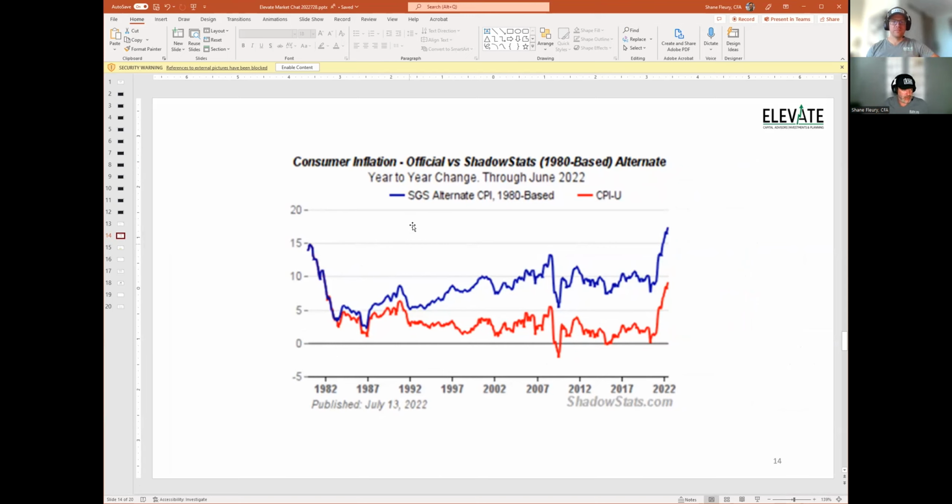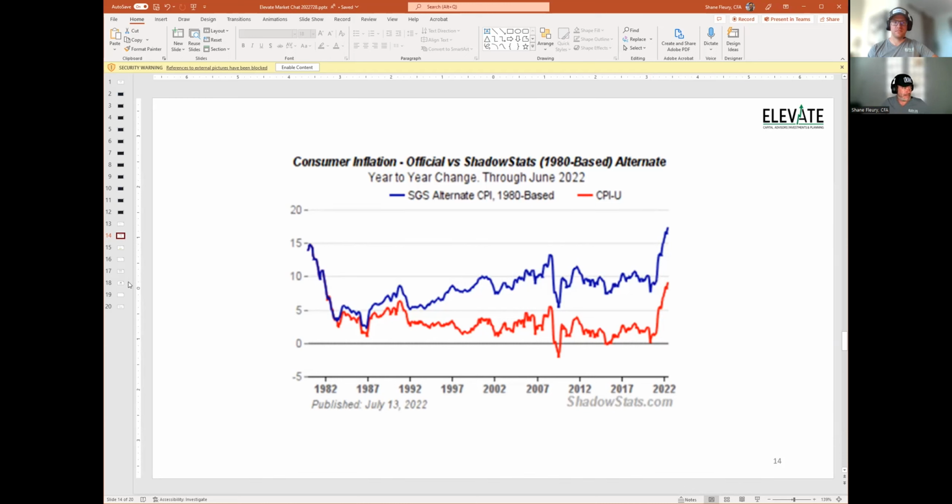They basically calculated CPI the same way that the calculation was done back in 1980, in the early 80s. And what you see is the blue line. Inflation would be well over 15%, almost 20% if we measured it the way we used to back in 1980. But because they've changed the way that they measure CPI, it's down here at only 9.1%.